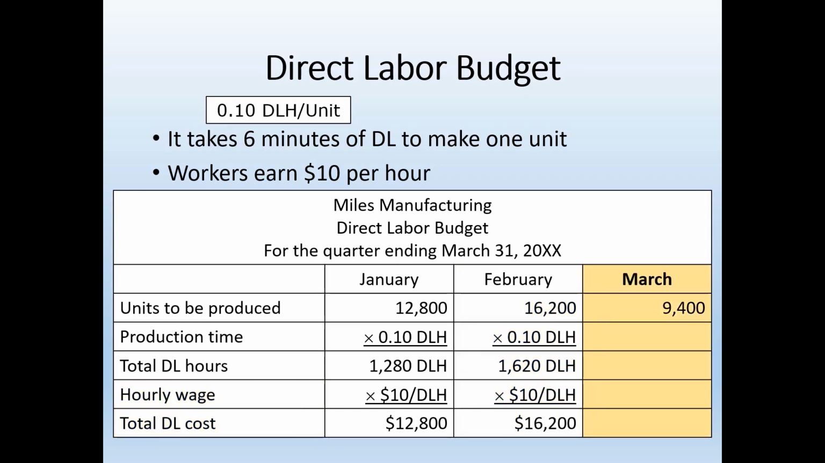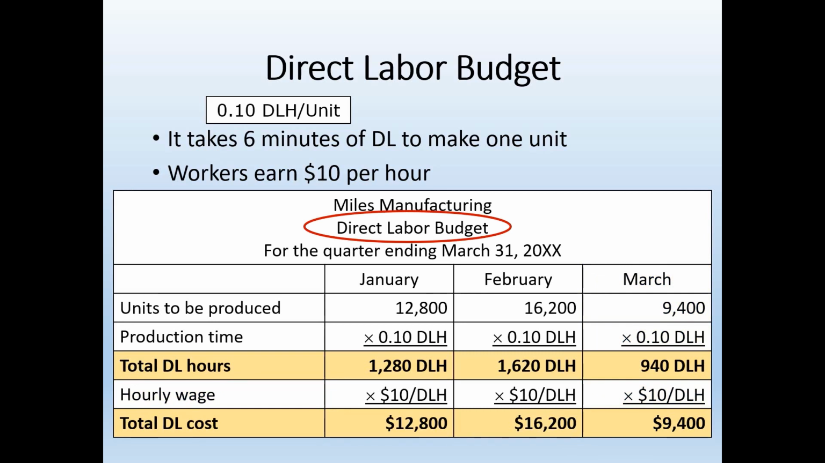And in March, we take the total number of units to produce, multiply by 1/10 of an hour per unit to get the total number of labor hours, and then multiply by the hourly wage to get the total number of dollars that we need to pay workers.